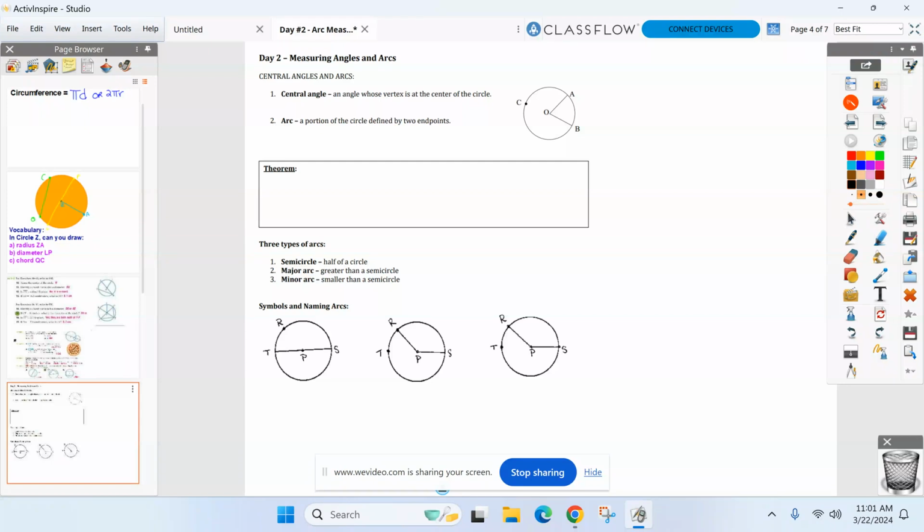What makes it a central angle? The vertex, where the two rays of an angle meet, has to be the center of a circle. So in my circle O up here, a central angle would be angle AOB. All right, angle AOB would be considered a central angle.